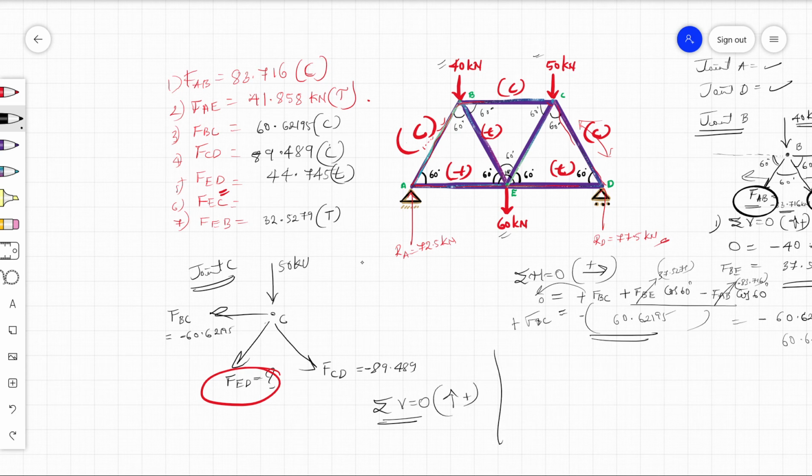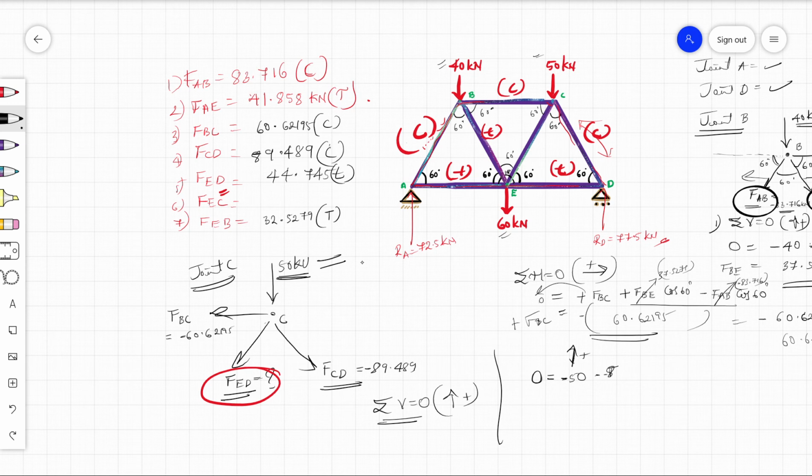What all the upward forces over here do you see? One is this vertical force of 50 kilonewton. Then FCD's Y component and FED's Y component. That's it. So summation of all vertical force is equal to 0, upward as positive, right? So 50 kilonewton is going downward, so negative. Done. FCD's Y component is going downward, so that is minus.